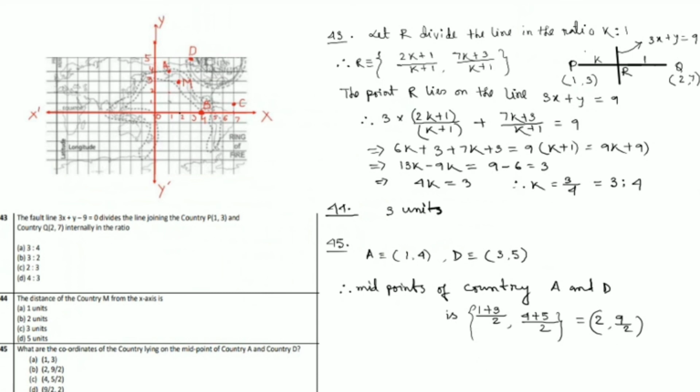Then the coordinate of R will be (2k into 2 plus 1 into 1) divided by (k + 1). Similarly, (7 into k plus 3 into 1) divided by (k + 1). So this is the coordinate of the point R. Since the point R lies on the line 3x + y = 9, it will satisfy the equation. So here we put the value of R, and after calculating we get 4k = 3. Therefore k = 3/4, which is 3:4. So which option will be the right? Option A will be the right.